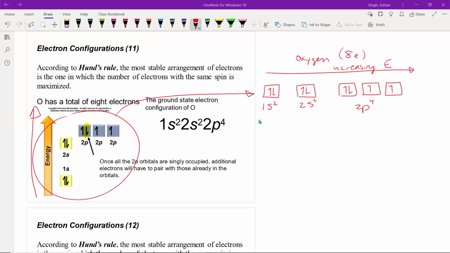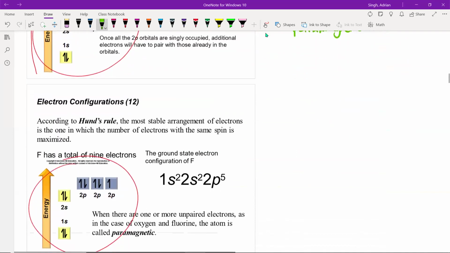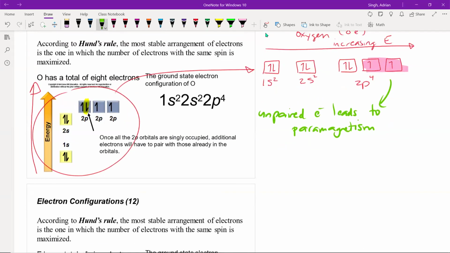is that when you draw your orbital diagrams and you see any unpaired electrons, that gives the atom a particular property. When we see these unpaired electrons, it leads to a phenomenon called paramagnetism. We say that the oxygen would be paramagnetic, in other words. And what that means is that the substance will be attracted to a magnetic field.